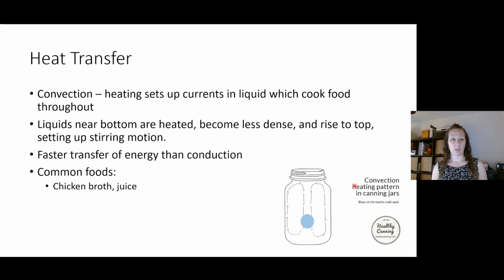So it is a more efficient method of energy transfer and raising the temperature than conduction. Common foods that use primarily convection when they are being preserved with heat would be chicken broth or juice, right? The more liquid, the more it is relying on convection, because that liquid doesn't have any barriers to that movement. So the coldest spot in a convection system in the can is going to be just below the center of the can.